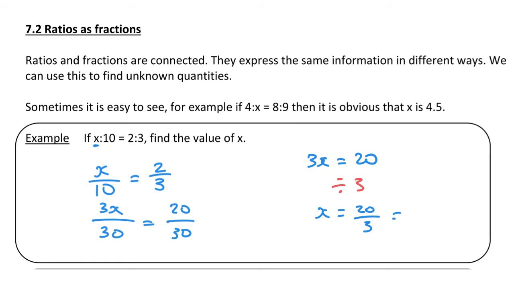And 20 divided by 3 goes 6 times with 2 left over. So it's 6 2/3. So again, once we've got the two fractions equal to each other with the same denominator, then we can just say, well, the numerators must be equal. So we can just say that 3x is equal to 20. And to get from 3x to 1x, we divide by 3. So 20 divided by 3, write it as a fraction. And then 3 goes into 20 6 times with a remainder of 2, so it's 6 2/3.